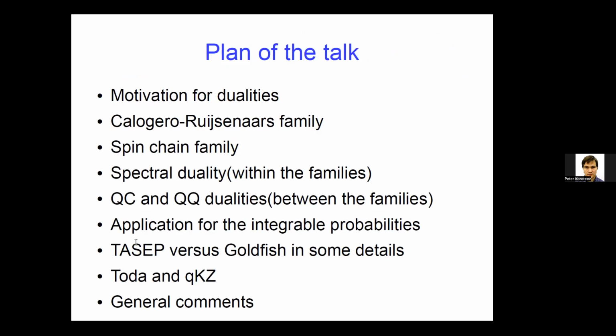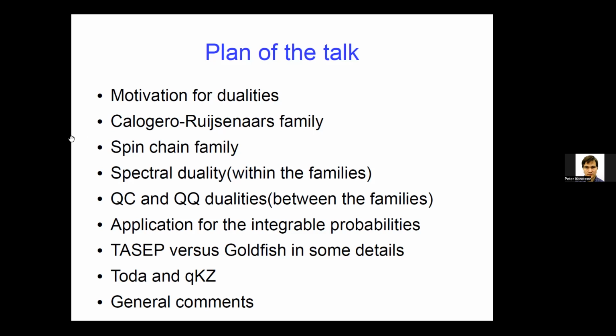Okay, so the plan of my talk is as follows. I'll provide some motivation for dualities and remind some well-known facts concerning the Calogero-Ruijsenaars family and the spin chain family. Then I remind two dualities which are familiar in the world of integrable systems. First, I'll consider the so-called spectral duality, which acts and interchanges different many-body systems within families, and then turn to the so-called quantum-classical duality mentioned in the previous talk, and its generalization, quantum-quantum duality between families. And just quantum-quantum duality will be relevant for the integrable probabilities.